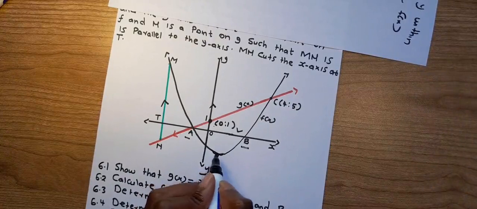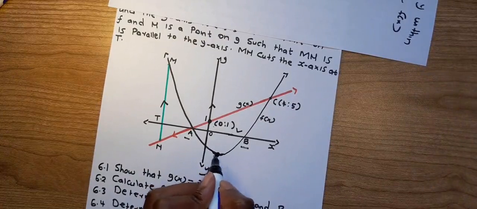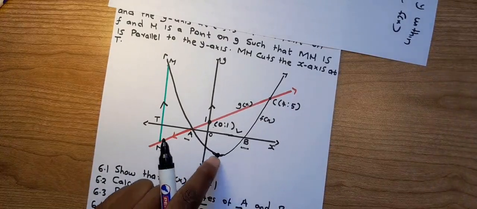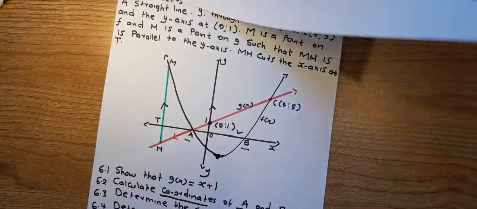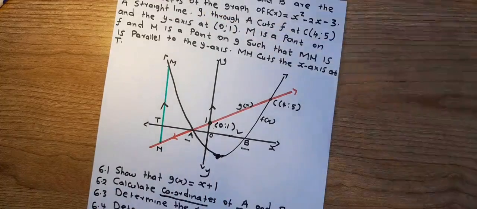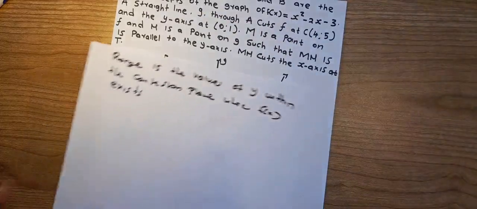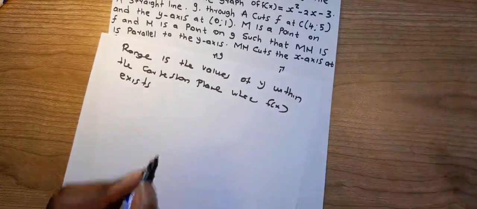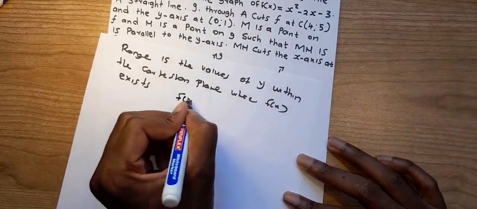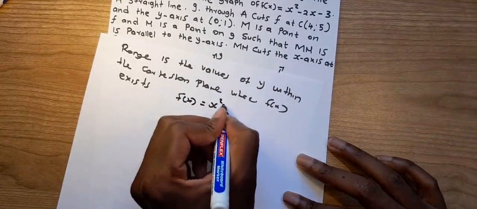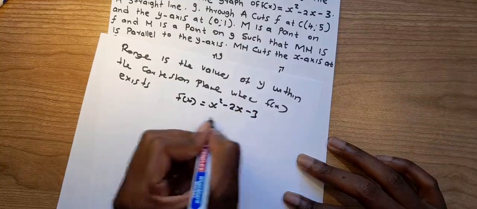We have noticed that f(x) starts to exist at this point, at the turning point. Now, let me just show you something. Each and every single time they tell you to find the range, this is what you do. You say, okay, I'm given f(x) equals x squared minus 2x minus 3, right?